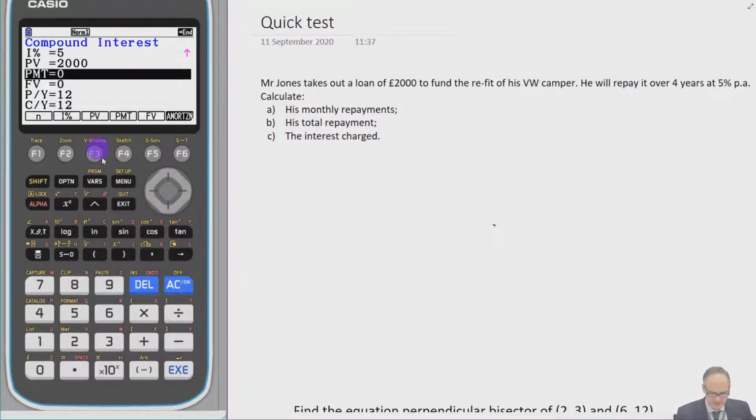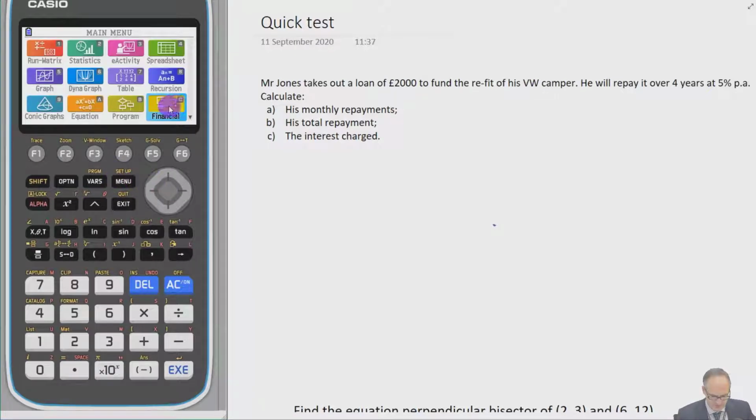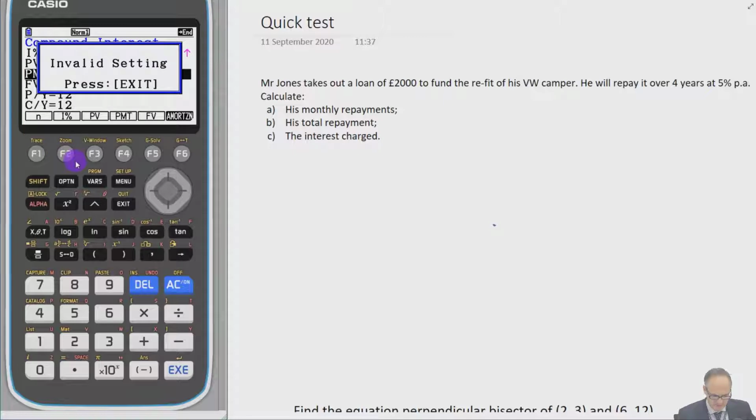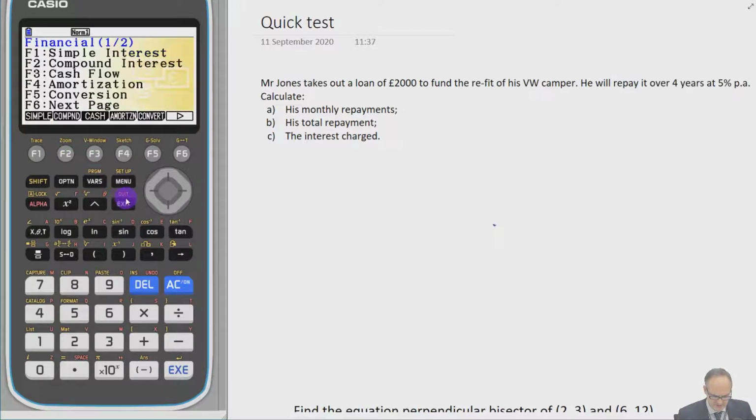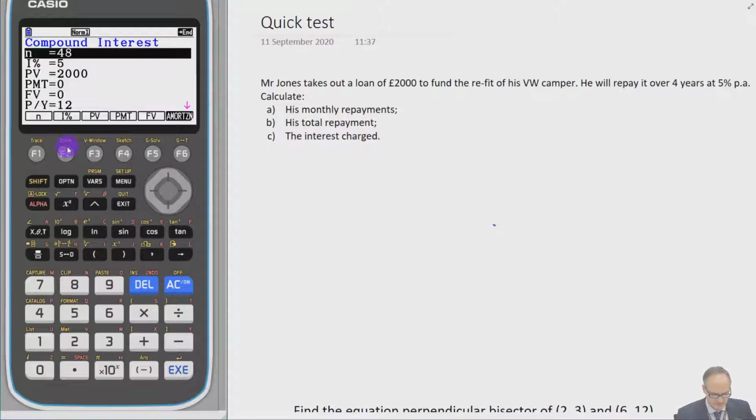So if you remember, you go into menu, financial here, and then we press exit, let's just get exit out here. F2 compound interest, you don't need to use the amortization F4, just go into F2 compound interest. Now over 4 years, there will be 48 months. So the number of payments, because he's doing one each month, will be 48, 4 times 12. So N will equal 48.